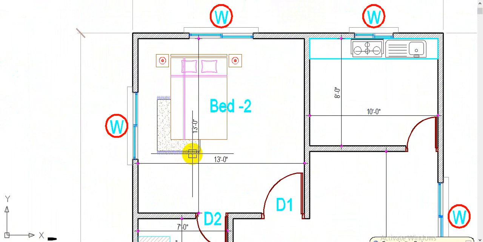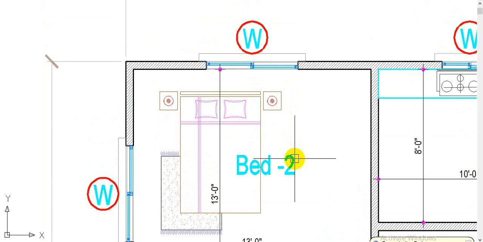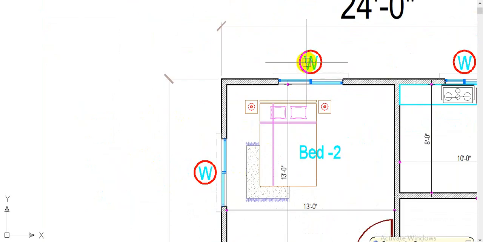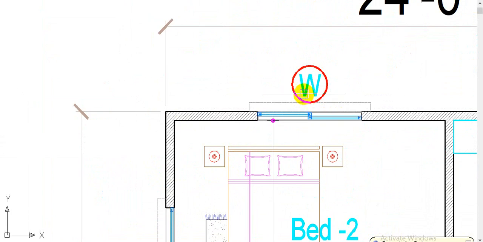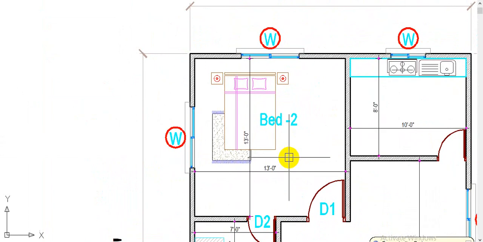Overall our bedroom 2 both directions are the same. So in both directions we have 13 feet by 13 feet. This 13 feet by 13 feet bedroom 2 has two windows. On this left side here we have one window, on this side here we have another window. So bedroom 2 is 13 feet by 13 feet.